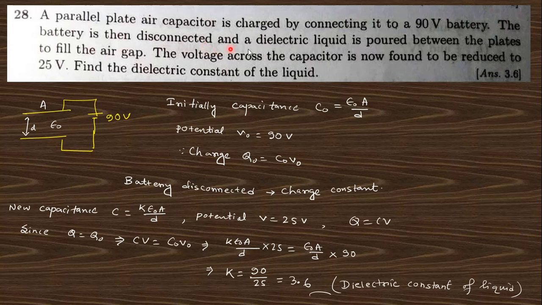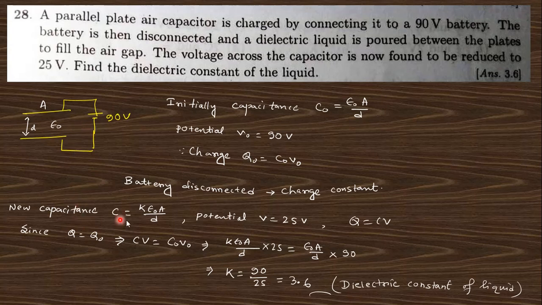Next question. A parallel plate air capacitor is charged by connecting a 90 volt battery. The battery is disconnected and a dielectric liquid is placed between the plates to fill the gap. So initially we place this 90 volt battery and this is air. So the initial capacitance will be like that, the potential this, so the charge will be C0 V0. Now this battery is disconnected, so the charge is constant.